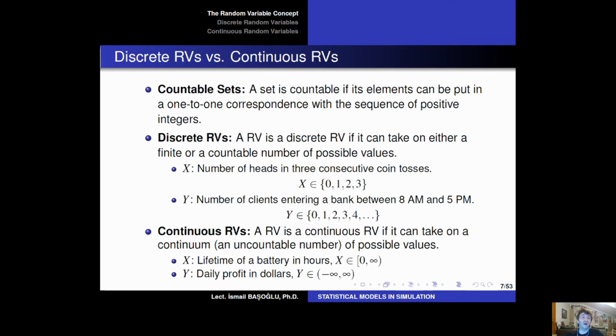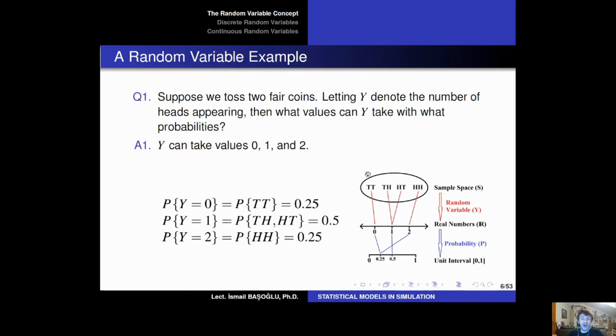At this point, we need to define which sets are countable and which sets are uncountable. Now, what is the counting process basically? A set is countable if its elements can be put in a one-to-one correspondence with the sequence of positive integers. So you see, I can say that this set is countable because I can label this outcome with 1, this outcome with 2, this outcome with 3, and this outcome with 4, and I can say this set is countable.